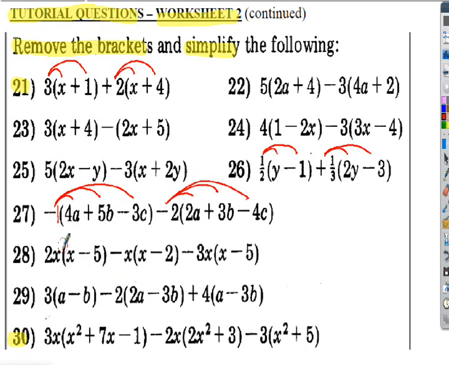Question 28, we have 3 brackets here, but again the same procedure applies in each case. Just expand the brackets and then collect the like terms together. I would encourage you to stop the presentation and attempt questions 21 to 30. The answers are shown on the following slide.